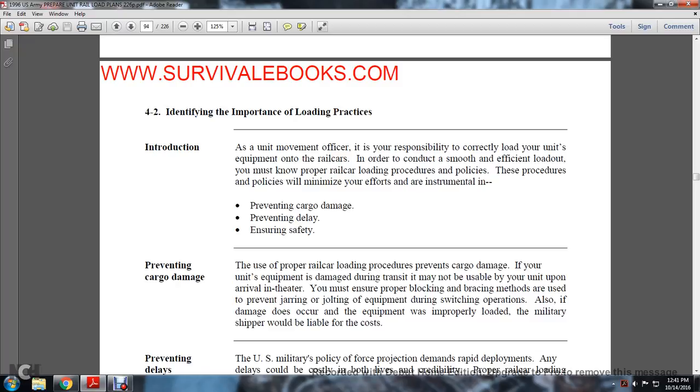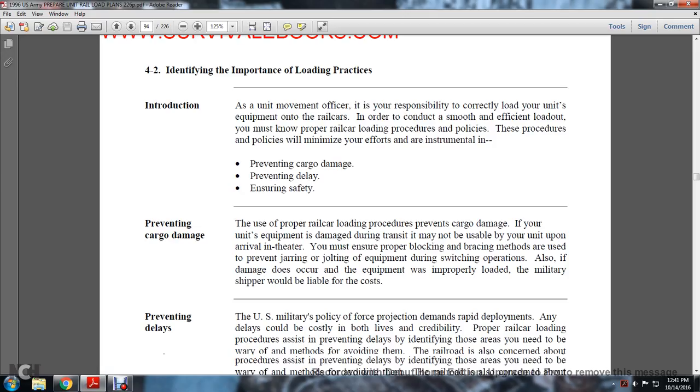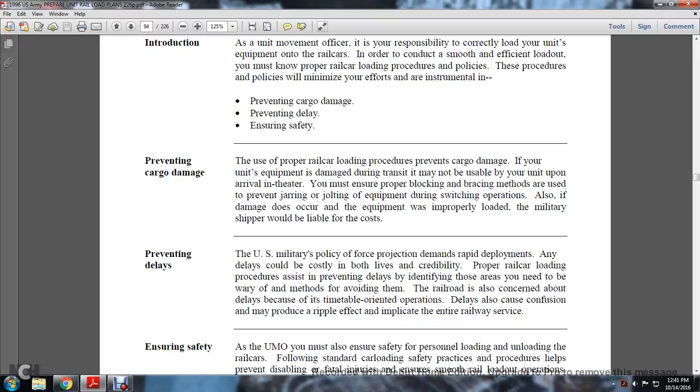ensuring safety. Preventing cargo damage: use the proper railway car loading procedure. If unit equipment is damaged during transit, it may not be usable when your unit arrives, and you must ensure that the proper blocking and bracing methods are used to prevent jarring and jolting of the equipment during the switching operation. Also, if damage does occur because the equipment was improperly loaded, the military shipper would be liable for the cost.